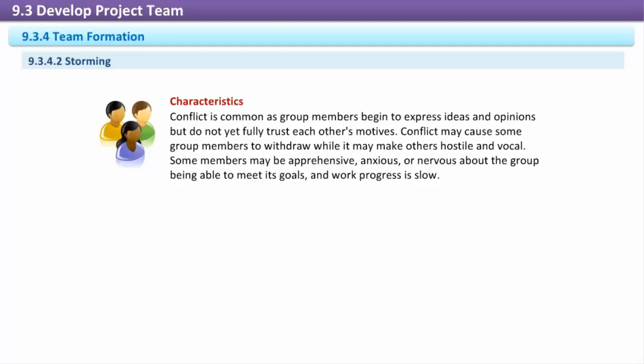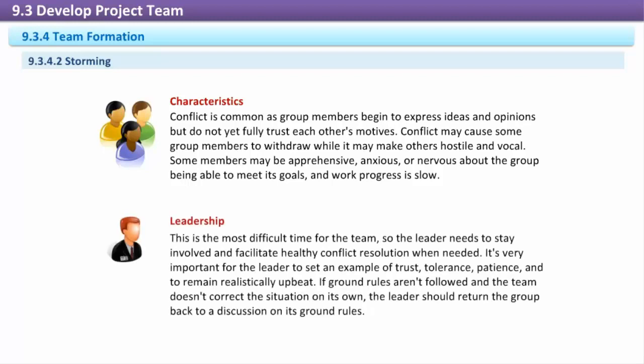Some members may be apprehensive, anxious, or nervous about the group being able to meet its goals, and work progress is slow. Leadership. This is the most difficult time for the team, so the leader needs to stay involved and facilitate healthy conflict resolution when needed. It's very important for the leader to set an example of trust, tolerance, patience, and to remain realistically upbeat.